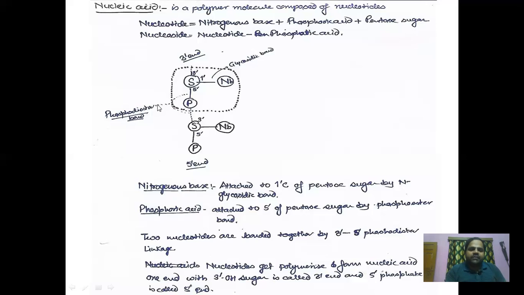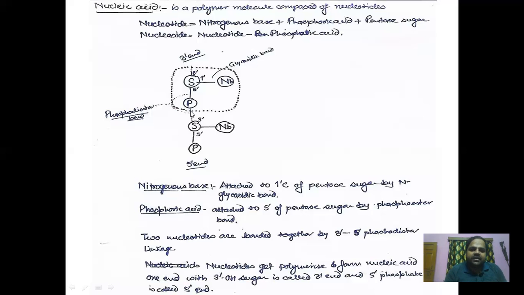We can see here that one nucleotide is here, and below this another nucleotide is there. Both of these nucleotides are again attached with each other with an ester bond. So here, in between two sugars, phosphate is present, and there are two phosphoester bonds. That's why these bonds are together called phosphodiester bonds. So we can say that two different nucleotides are attached with each other through a phosphodiester bond.